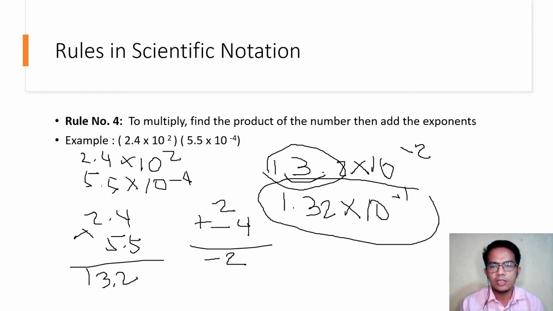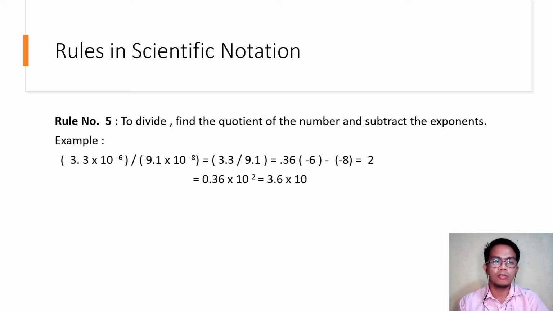So this is the answer. 1.32 times 10 raised to negative 1. But if you use a scientific calculator, your answer will be 0.132 or 1.32 times 10 raised to negative 1. So now let's move on to rule number 5.